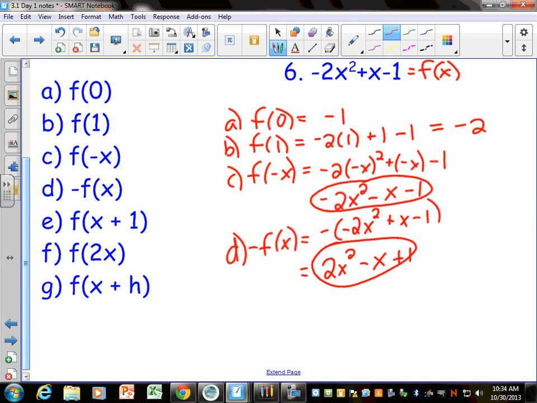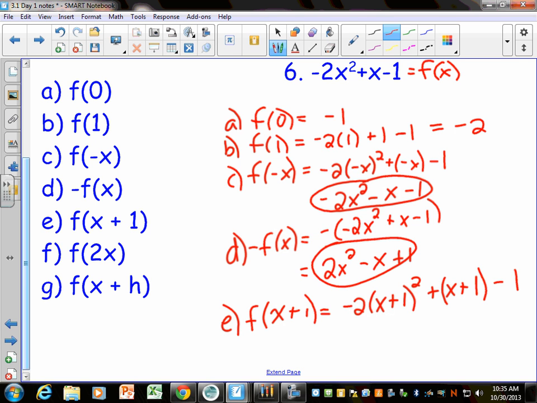Going on to the next one, E, f of x plus 1, that's where you're going to have to get into a little bit more work. Everywhere you see an x, you have to replace it with x plus 1, and you do need to simplify that. So let me write this, and then I'll move my board up. F of x plus 1 would give me negative 2 times x plus 1 squared plus x plus 1 minus 1. Everybody with me on where I'm getting that?